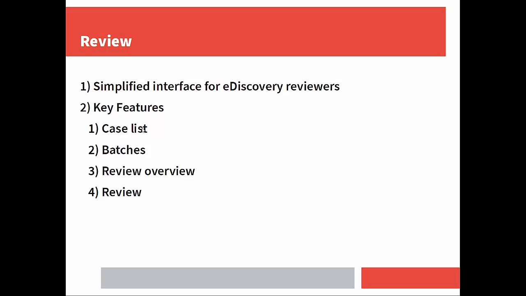The key features: we're going to talk about the case list. We're going to talk about batches. We're going to talk about the review overview tab, which is really exactly the same as it was in 7.3. And we're going to go into review. Now, a lot of the changes you're going to see in the review interface are the same as what you will see in Investigator, but we're going to do them again, to be thorough in this video.